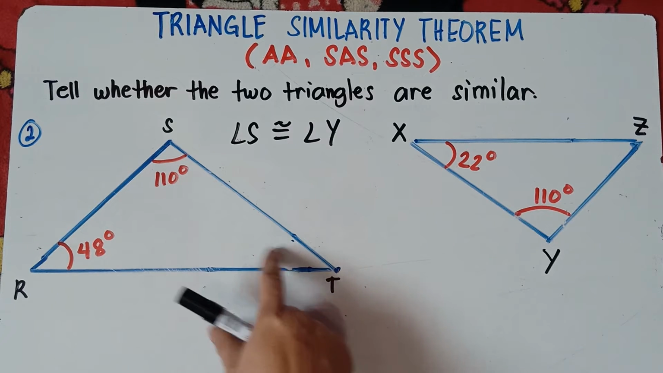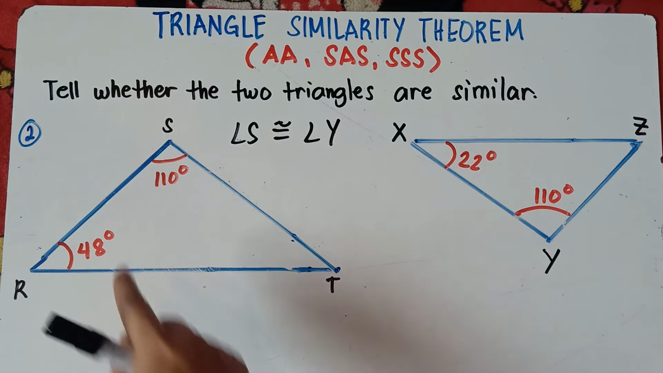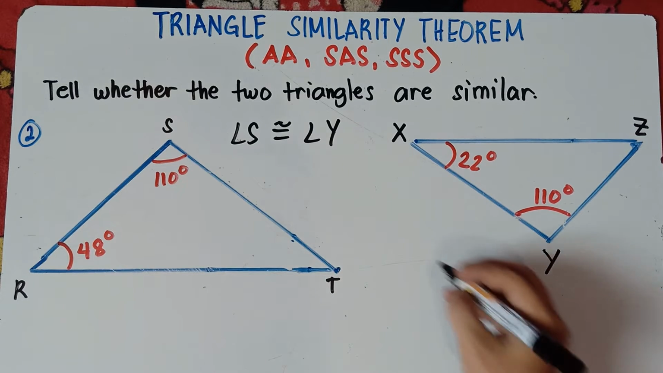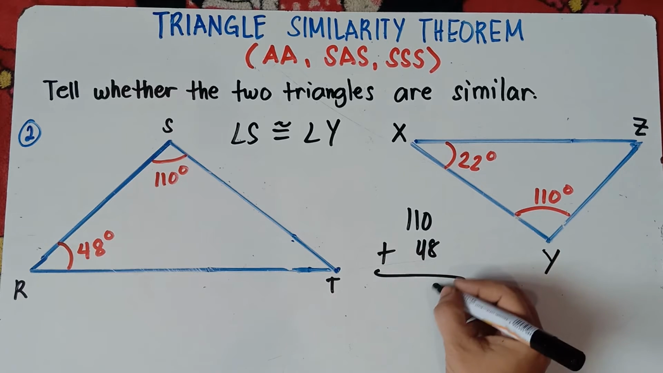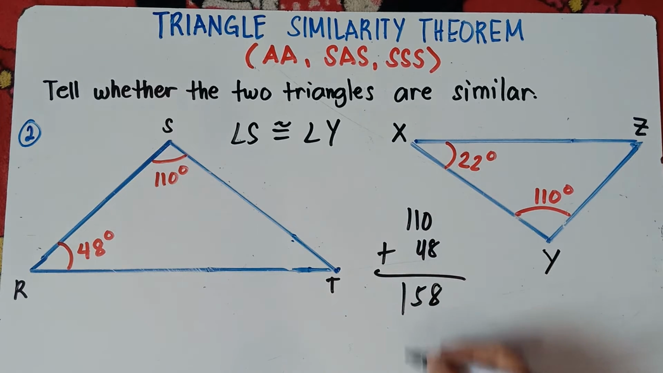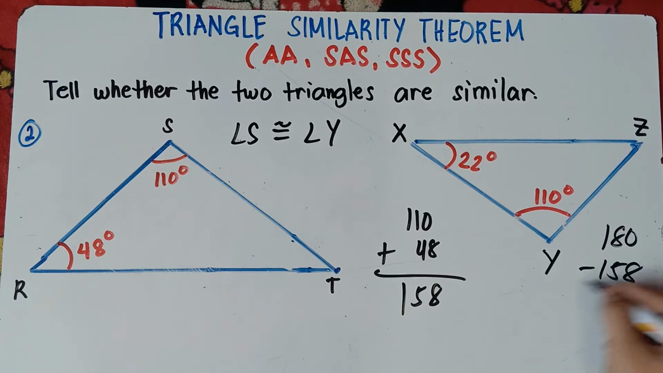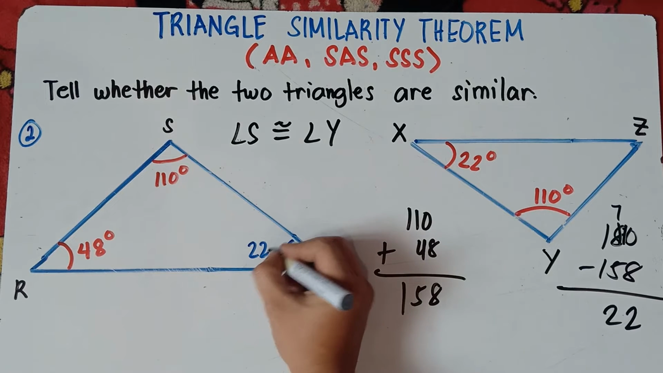To get this angle, we need to add these up, and subtract their sum from 180 degrees, because the sum of the interior angles should be equal to 180 degrees. So 110 plus 48. 0 plus 8 is 8, 1 plus 4 is 5, bring down 1. 158. We subtract it from 180. 180 minus 158. 0 minus 8 cannot be, borrow 1, this becomes 7, this becomes 10, 10 minus 8 is 2, 7 minus 5 is 2. 22. Therefore, this angle T is 22 degrees.